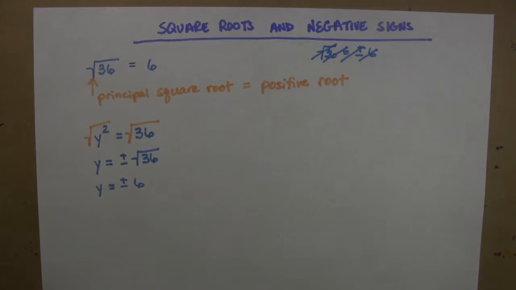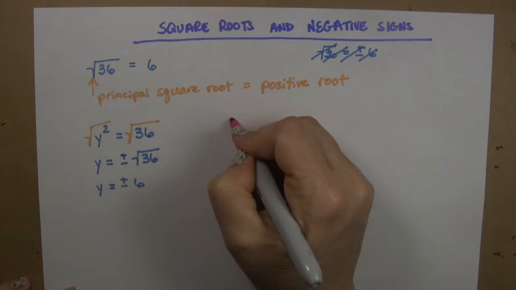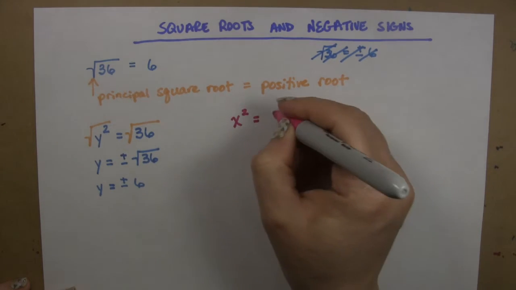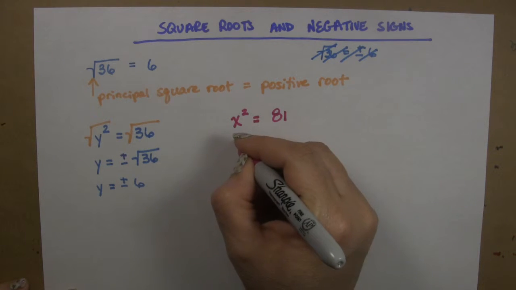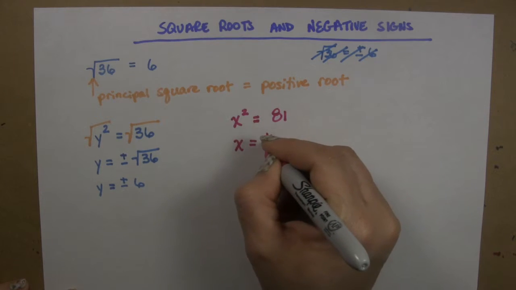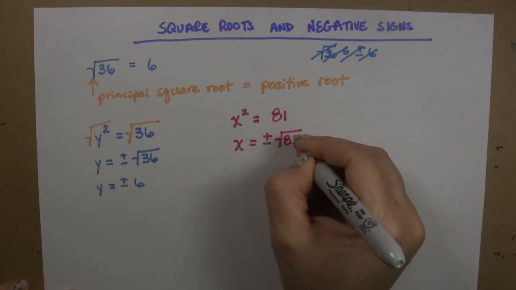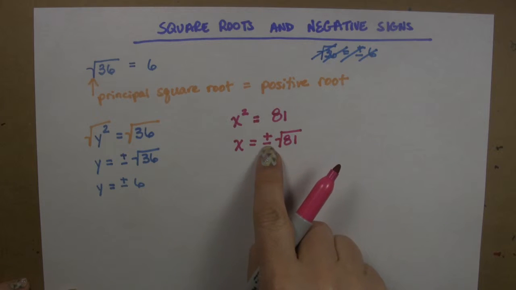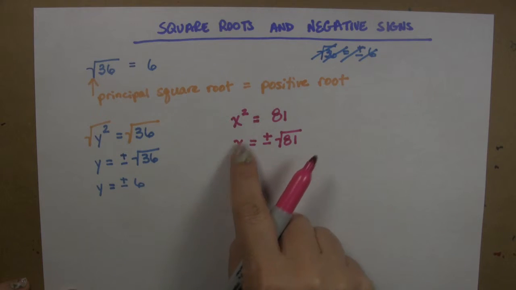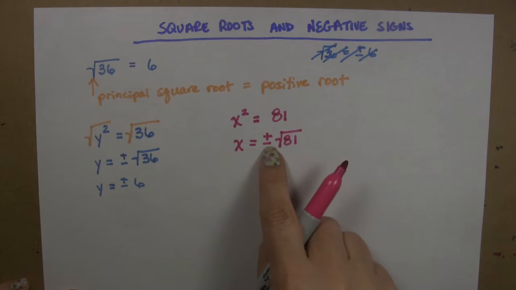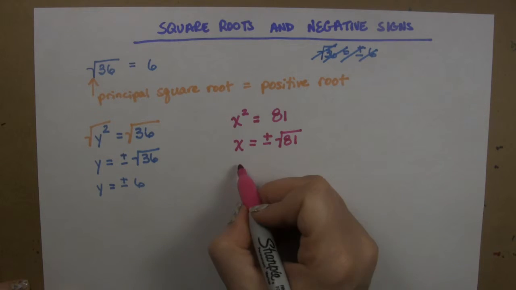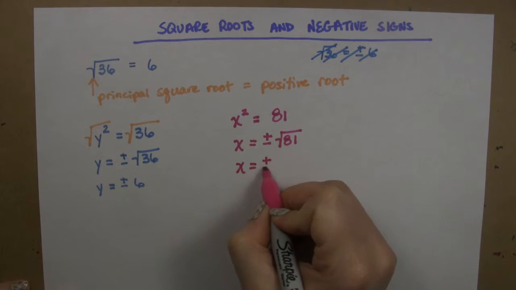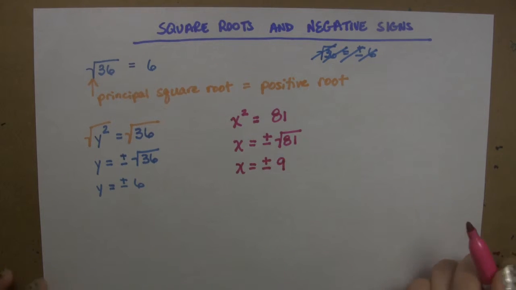Let's do another example. Let's say that we had x squared equals 81. My next step would be to say that x equals plus or minus the square root of 81. Again, when I take the square root of this side, I plop a plus or minus on this side outside of the principal square root sign. So I get x equals plus or minus 9.